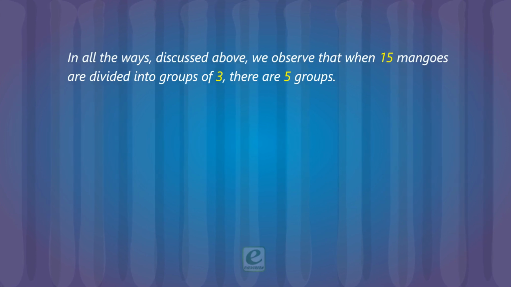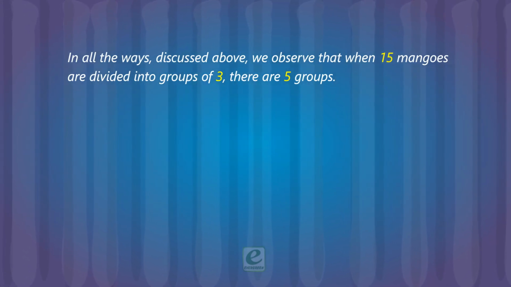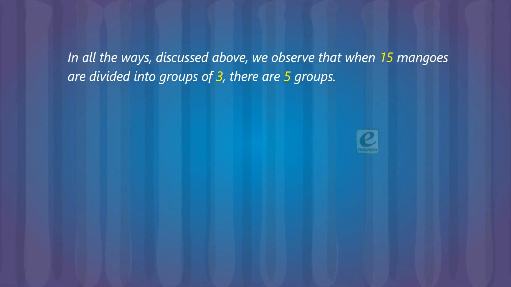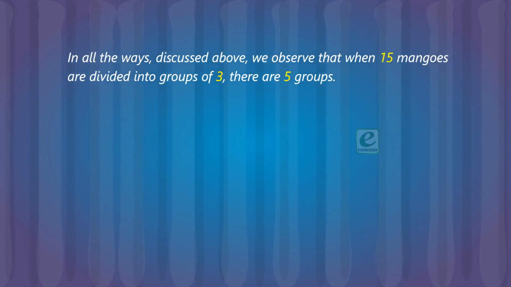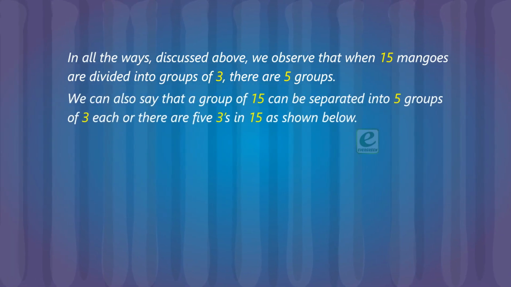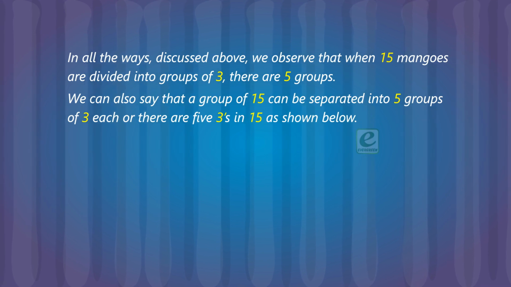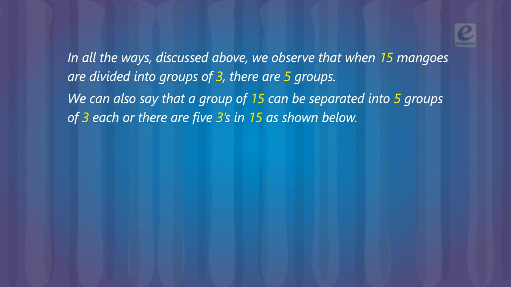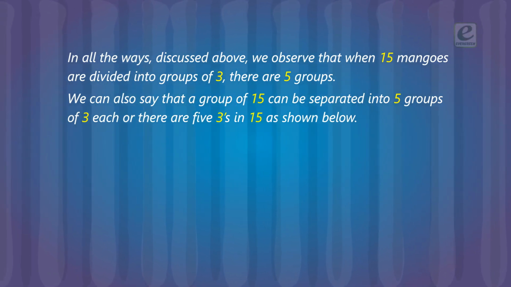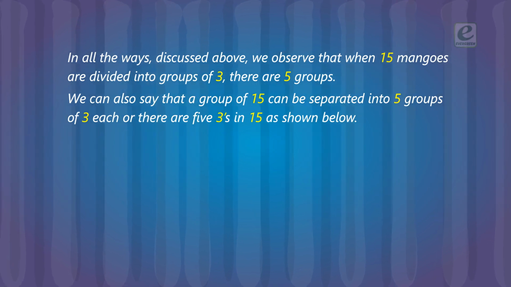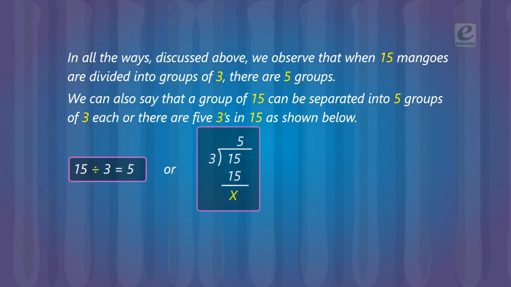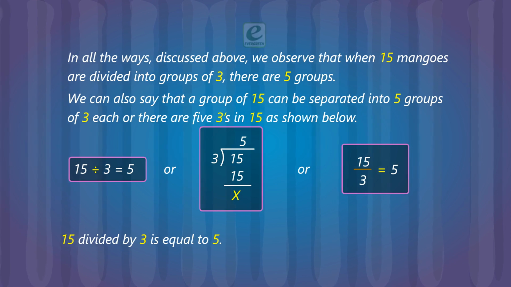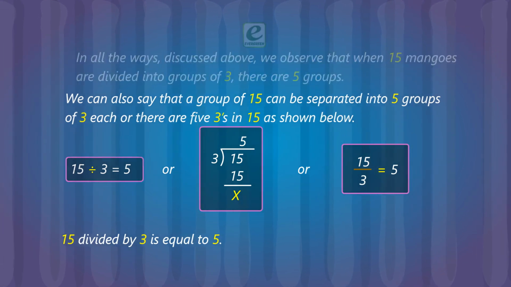In all the ways discussed above, we observe that when 15 mangoes were divided into groups of 3, there are 5 groups. We can also say that a group of 15 can be separated into 5 groups of 3 each, or there are 5 3's in 15 as shown below. 15 divided by 3 is equal to 5.